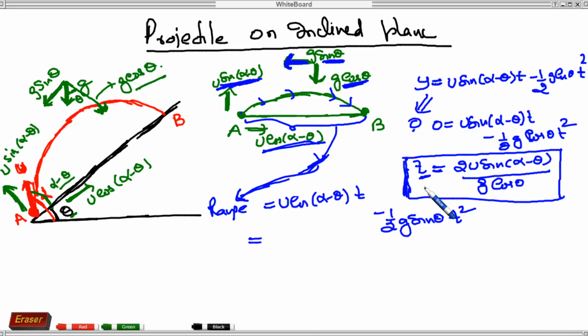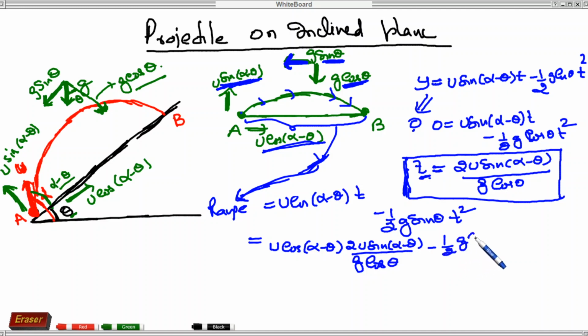Okay, so let's put this t over here. The equation will be u cos(alpha minus theta), with t put in, so it becomes 2u sin(alpha minus theta) over g cos theta, minus half g sin theta times 4u square sin square(alpha minus theta) over g square cos square theta.